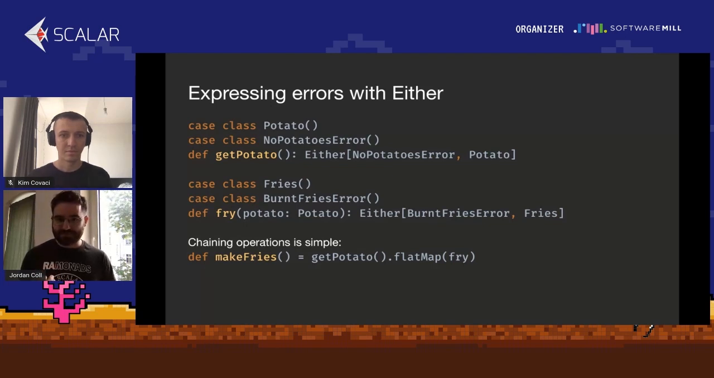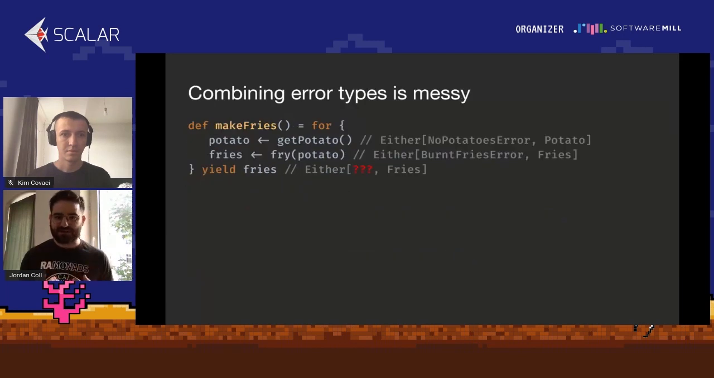Also, using types to express the possible outcomes ensures that errors are handled. So when you're trying to get a potato, you have to be aware that there might not be any left. This pattern also makes chaining operations as simple as flatMapping. But while chaining the operations is easy, expressing the combined error type is not. So here I've rewritten the flatMap that we had as a for comprehension to clarify the types.